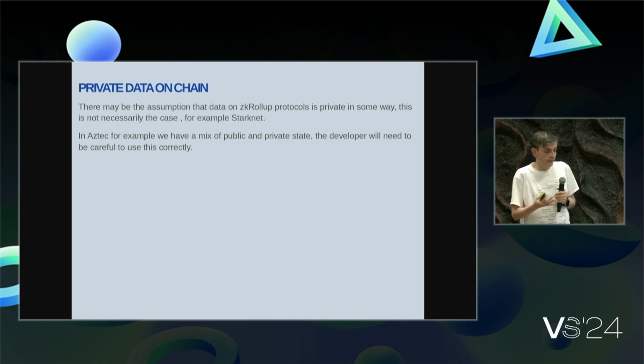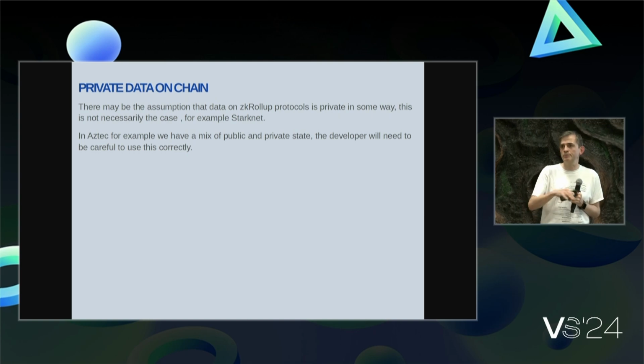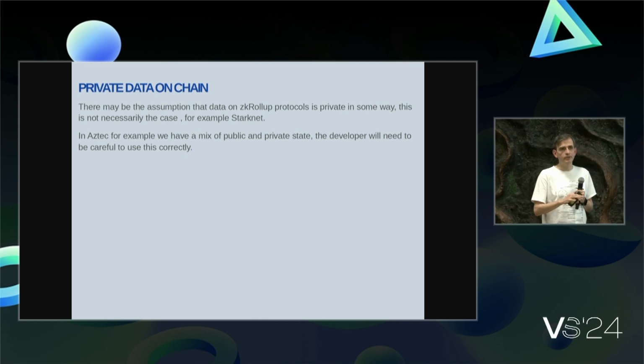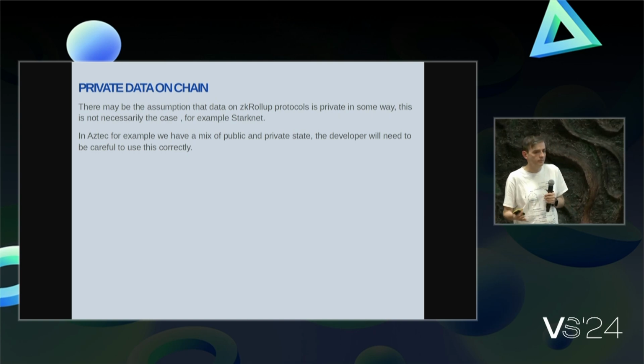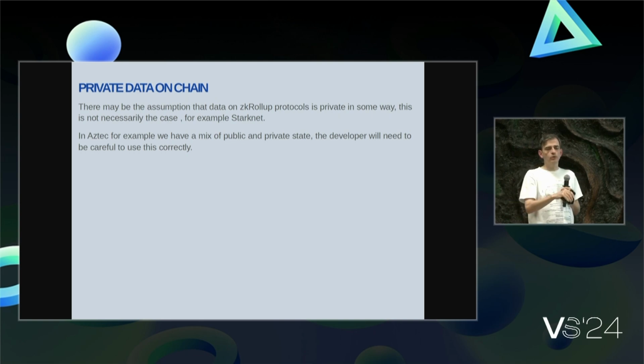Maybe if they see that something is involving zero-knowledge proofs, perhaps they think there's private data being involved. But often there isn't. With StarkNet, for example, everything there is public. So you do need to also be aware of that aspect when you're writing your code.